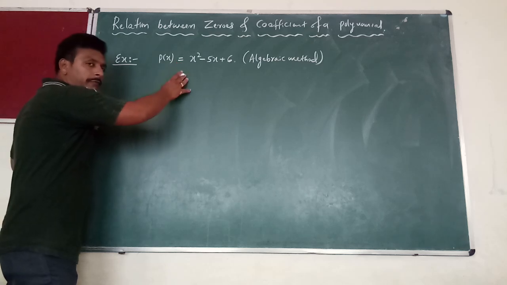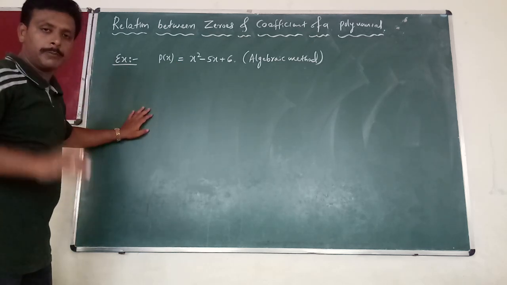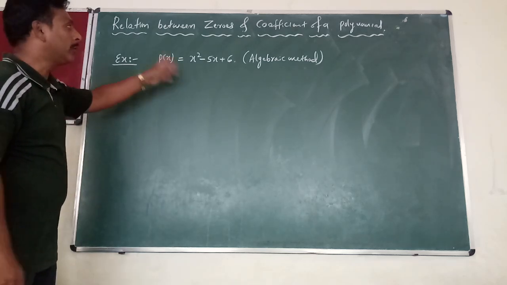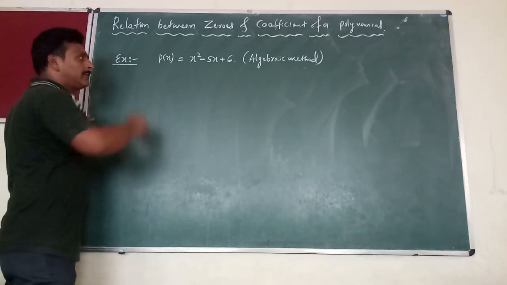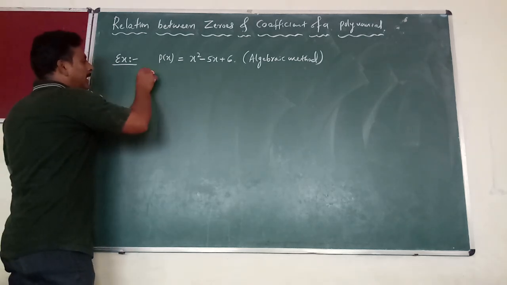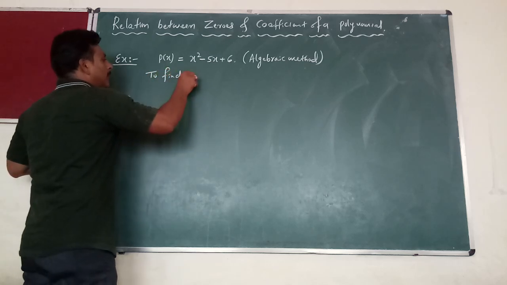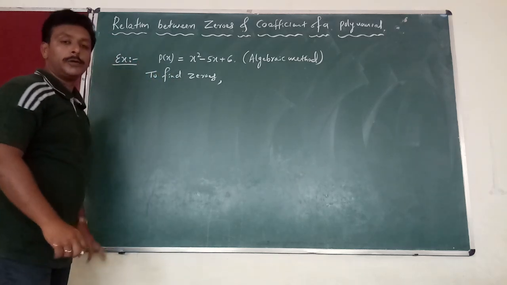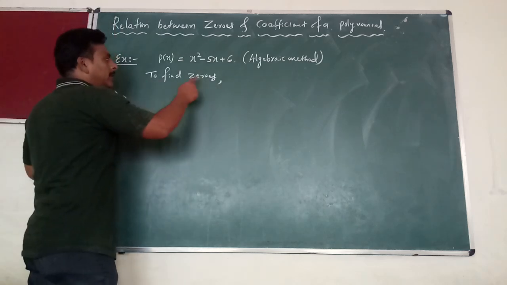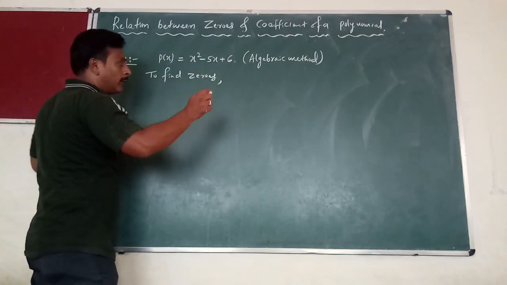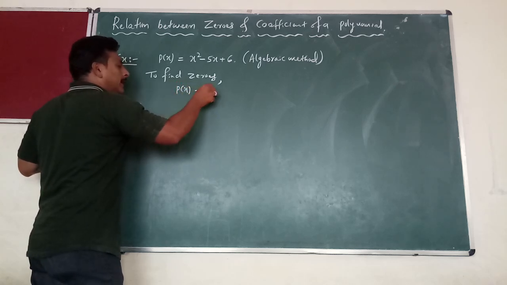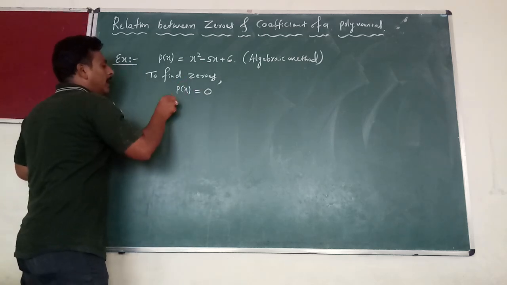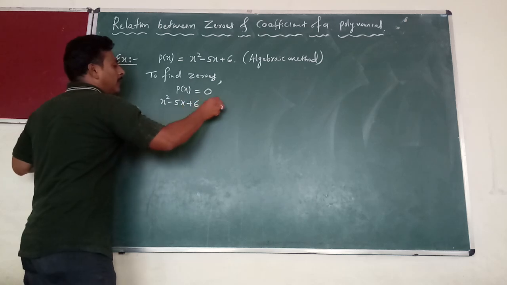So let me explain first how to find out the zeros of one given polynomial, then I will show you what is the relation between the zeros and the coefficients of the polynomial. So let me start how to find out the zeros. To find zeros, every time you have to write this step whenever they ask you to find the zeros by algebraic method. To find zeros, the given polynomial you have to make it equal to 0. P of x you have to make equal to 0 because we are finding the zeros. So P of x, write down here x square minus 5x plus 6 equal to 0.